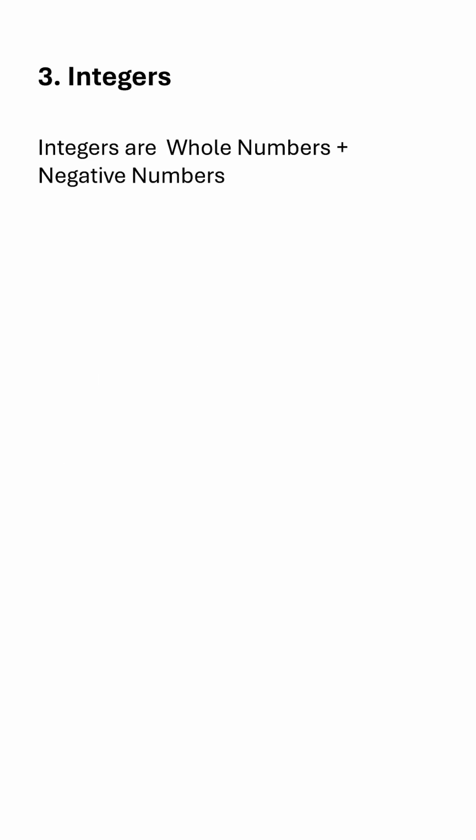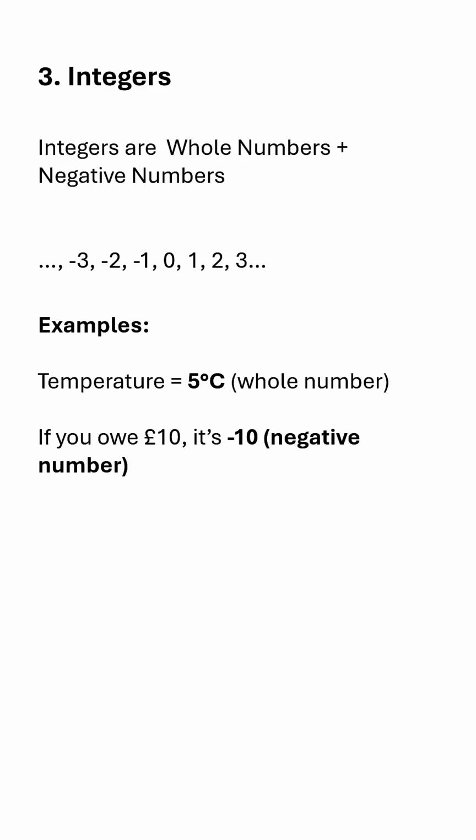Now, integers. Integers are whole numbers plus negative numbers, like -1, -2, -5. For example, if the temperature is 5 degrees, that is an integer. If you owe 10 pounds, that can be seen as -10.